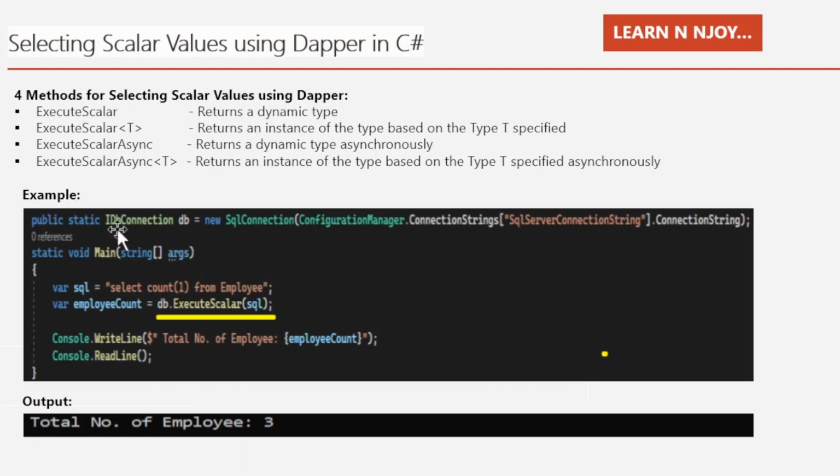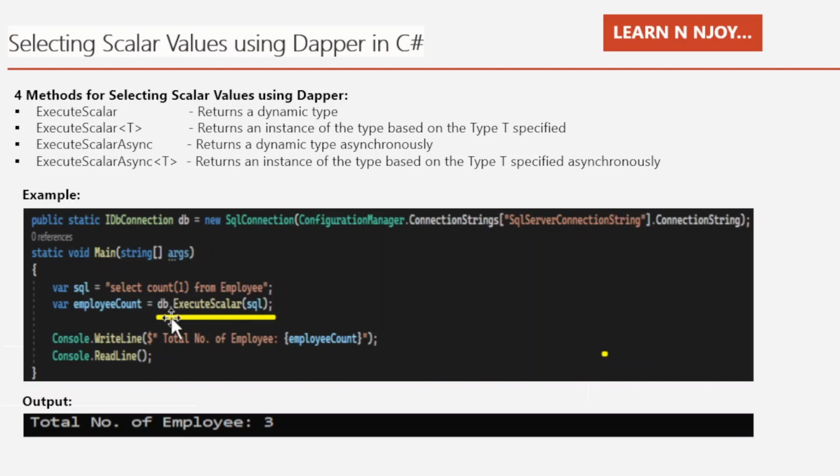If you see this example, public static IDbConnection db is equal to new SqlConnection(ConfigurationManager.ConnectionStrings["SqlServerConnectionString"].ConnectionString). So basically I am creating an instance of this IDbConnection and storing it in the variable named db. And then there is a Main method. In the Main method, I have written select count(1) from Employee. Basically, I have written one select statement and am storing it in this sql variable. Then db.ExecuteScalar, and here I am passing this sql variable that contains the select count(1) from Employee statement.